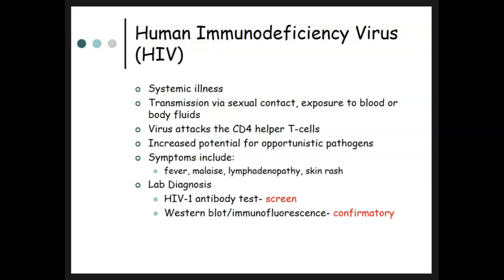HIV is another STD. I think we have, as a public health measure, mostly gotten this under control in the United States. Transmission is via sexual contact or exposure to blood or body fluids. The viruses attack the CD4 T helper cells, and that increases the potential for opportunistic pathogens. Symptoms include fever, tiredness, swollen lymph nodes, and a skin rash. And the diagnosis is done by a screening method first for the HIV-1 antibody, and then we do a confirmatory test with the Western blot or immunofluorescence.